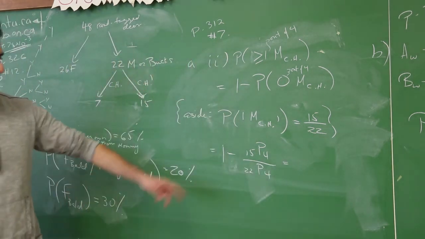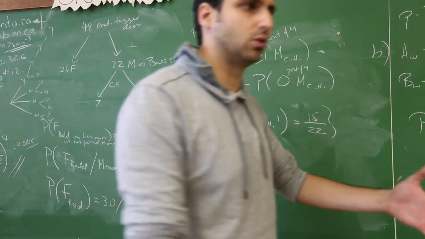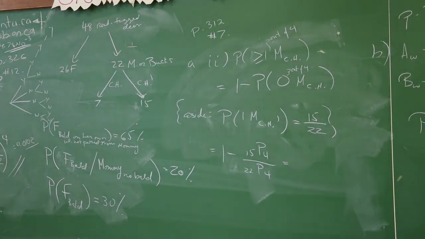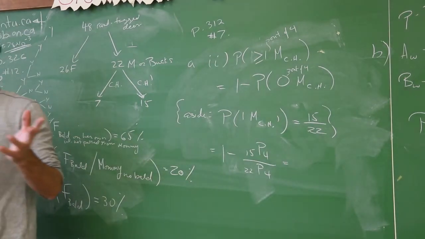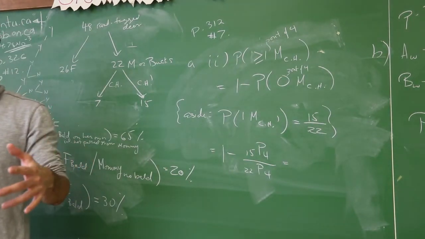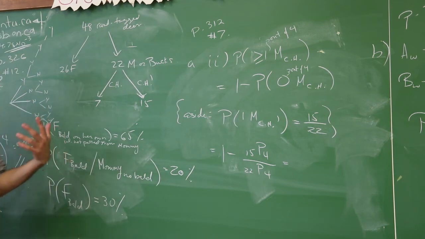Does that make sense? Because that's 15 over 22 times 14 over 21 times 13 over 20 times 12 over 19, right? And each time you pick one that is not cross-hatched, you have one less that is not cross-hatched, and each time you pick one out of the total, there is one less. Okay, so what does that give you?